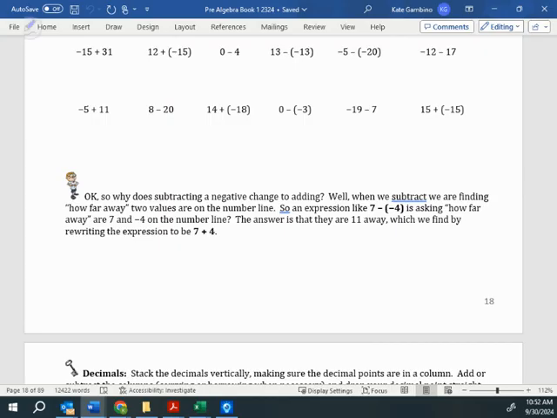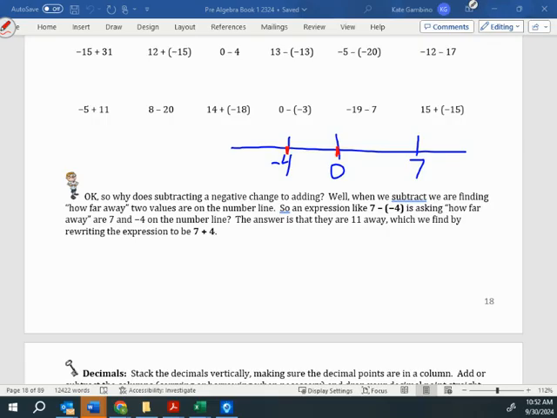So if we think about that number line, here's my 0. If we start at 7, and then we have negative 4, when we subtract, we're saying how far away they are from each other. They are 11 away from each other. If we had 0 minus 4, we're at 0 minus 4. They're 4 away from each other on that number line.